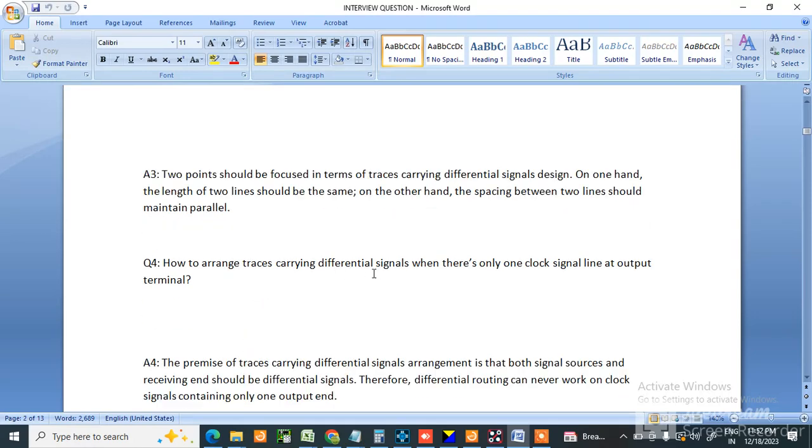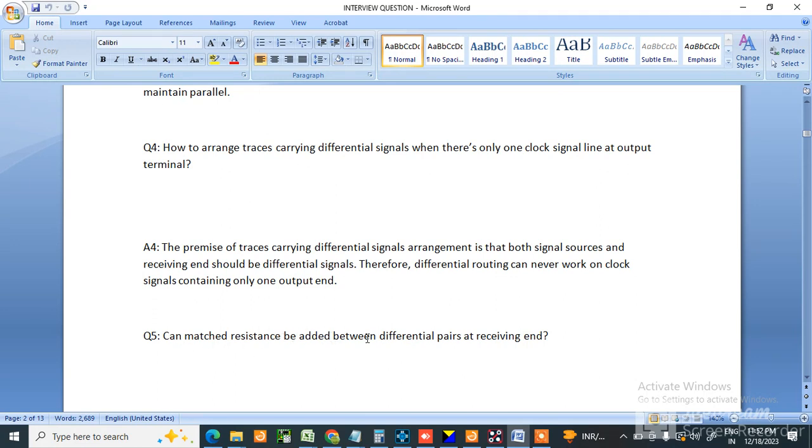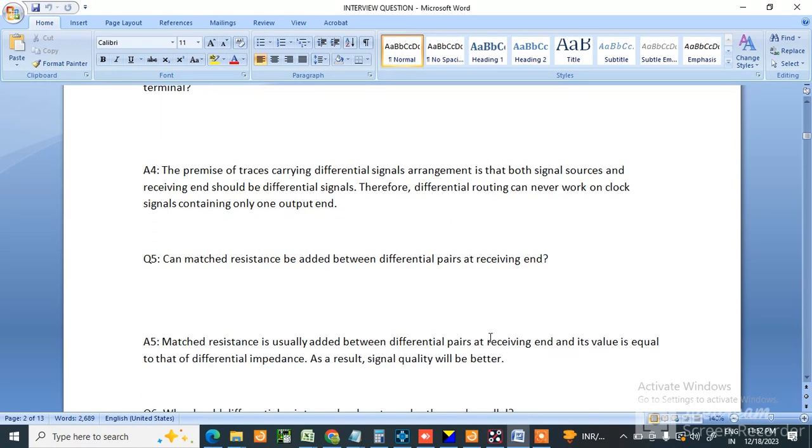Then how to arrange traces carrying differential signal when there is only one clock signal line at output terminal, only one clock. The premise of traces carrying differential signal is that both signal sources and receiving end should be differential signals. Therefore, differential routing can never work on clock signals containing only one output end. Okay, can matched resistance be added between differential pairs at receiving end? Matched resistance is usually added between differential pairs at receiving end, and its value is equal to that of differential impedance. As a result, signal quality will be better.